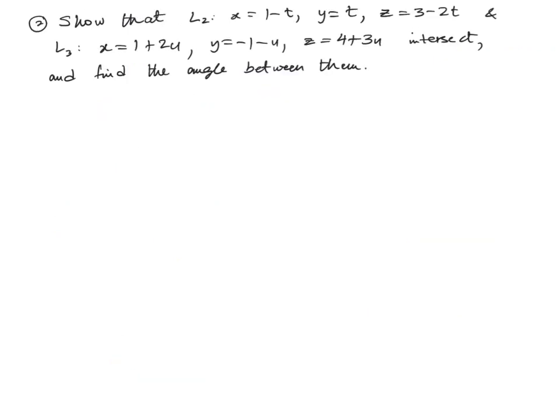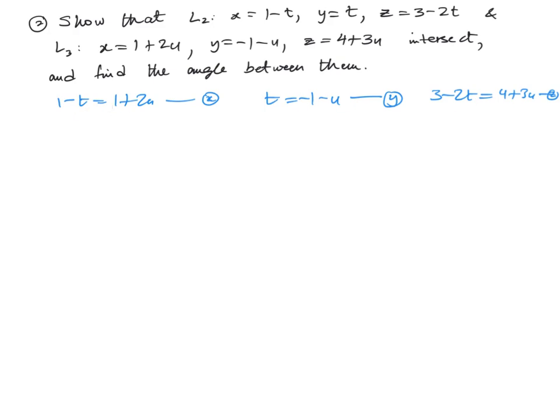All right, here we're asked to show that these two lines intersect, and then we're going to find the angle between them. So to show that they intersect, I would have to basically solve the equations. So for example, 1 minus t equals 1 plus 2u, that's equation x. T equals negative 1 minus u, that's equation y. And then 3 minus 2t equals 4 plus 3u, that's equation z. And now you'll notice I've got three equations with only two unknowns, t and u.